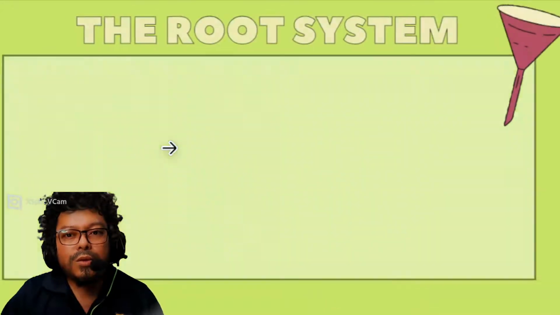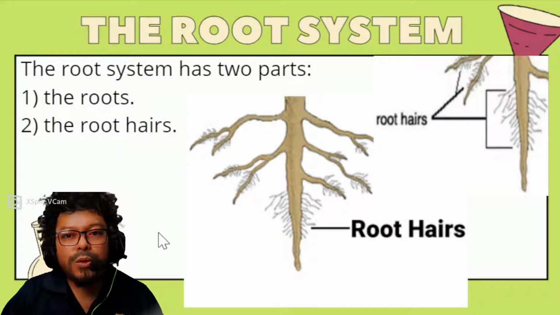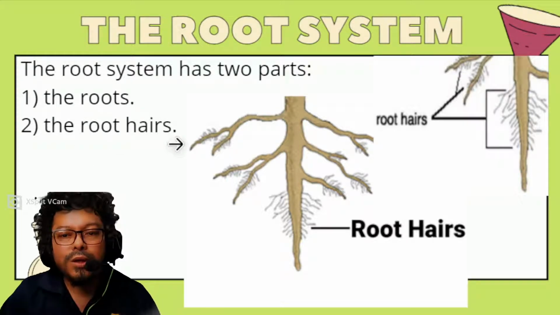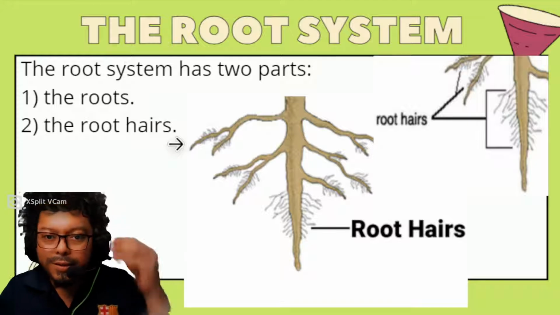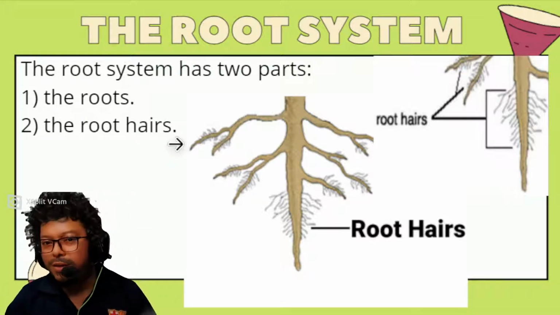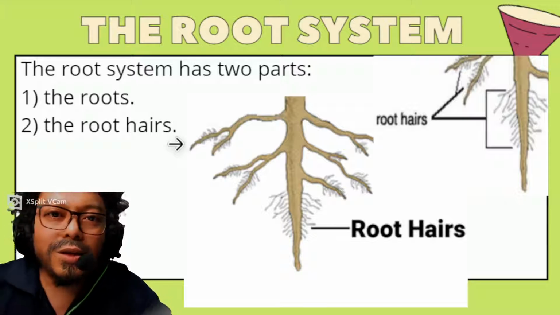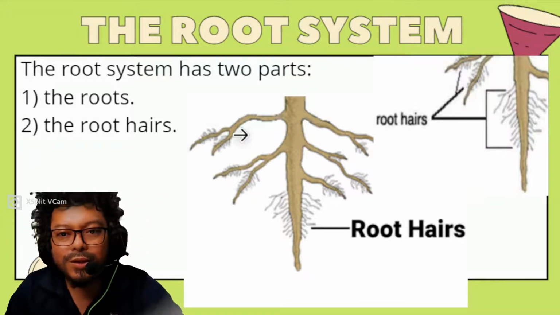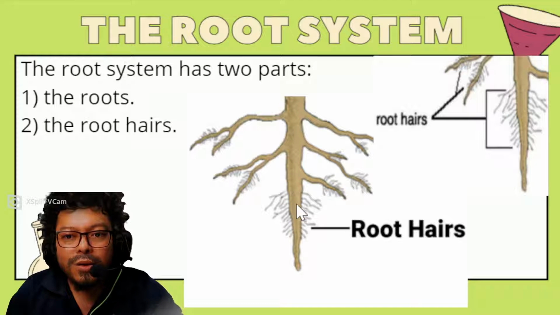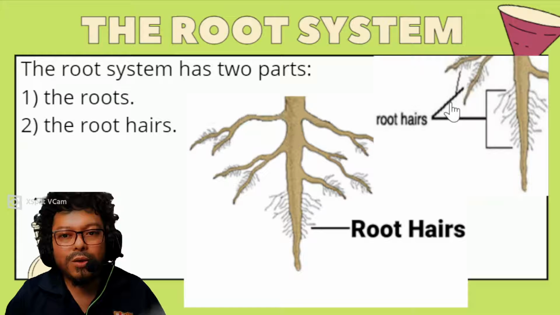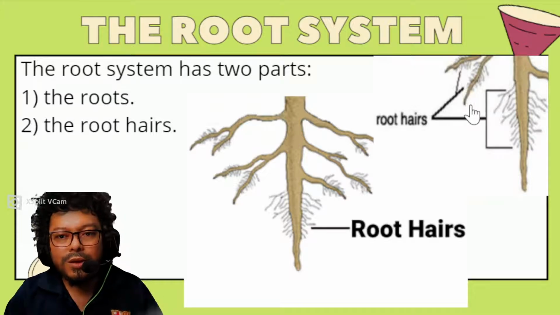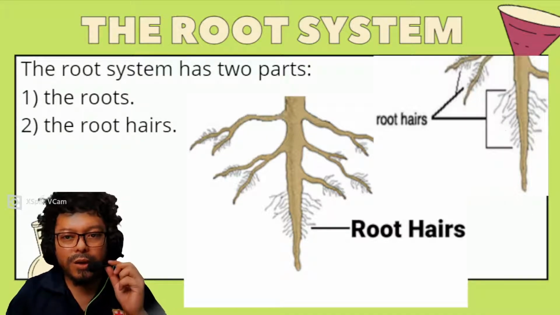Now, the root system has two parts: the roots and the root hairs. The root hairs are like hairs, like my long hair. If you can see here, it's not thick, it's small like hairs. So these are called roots, and the small roots are called root hairs. Okay, you can see that. If you pull a plant and you look at the roots, the fine ones, the small things like hairs are called root hairs.